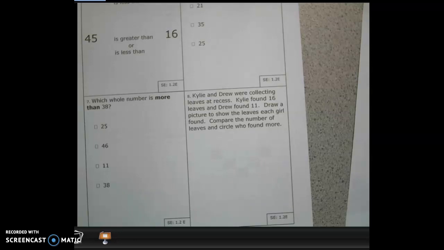Kylie and Drew were collecting leaves at recess. Kylie found 16 leaves and Drew found 11. Draw a picture to show the leaves each girl found. Compare the number of leaves and circle who found more. Guys, this is a lot of steps. First, you're going to draw a picture. How many did Kylie find?